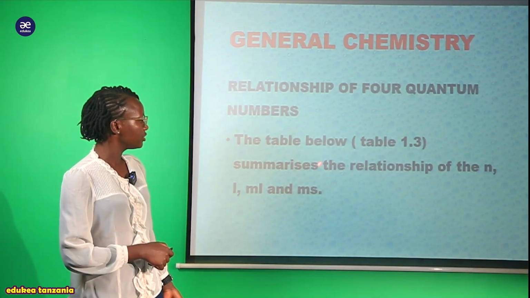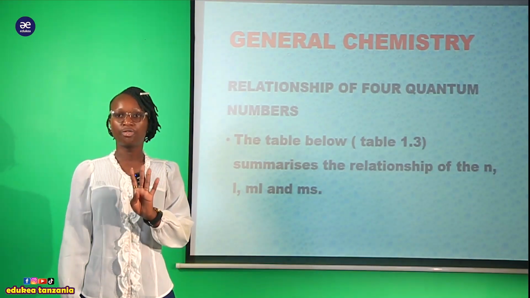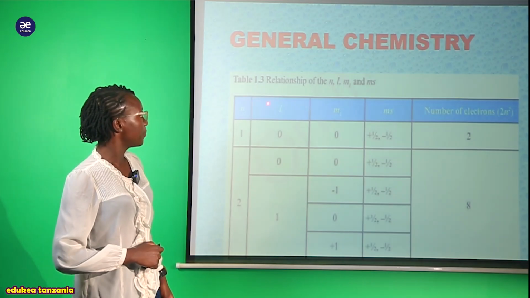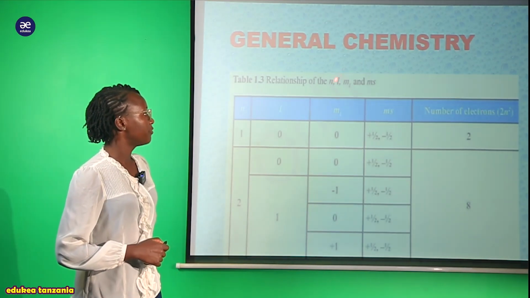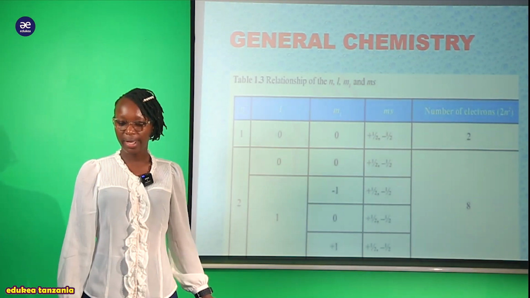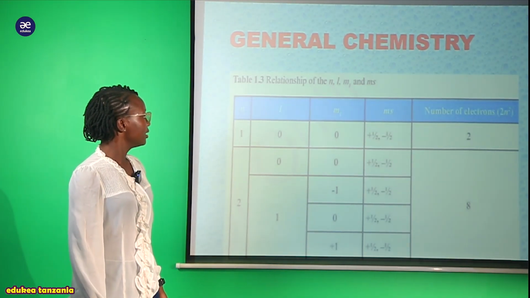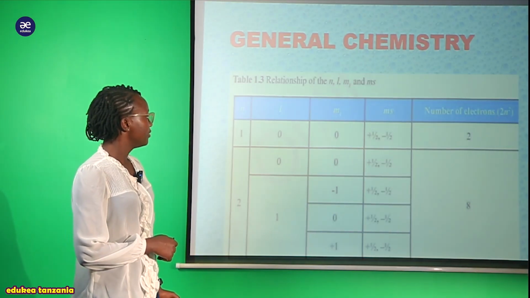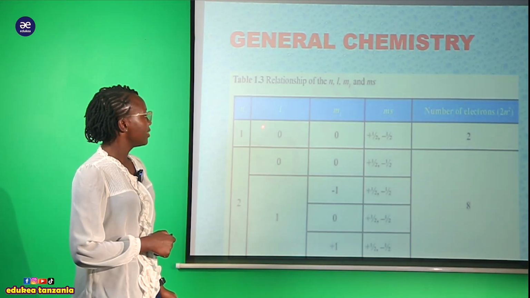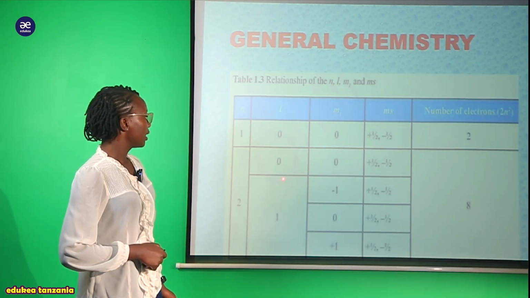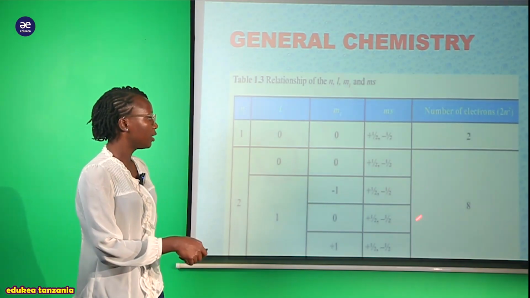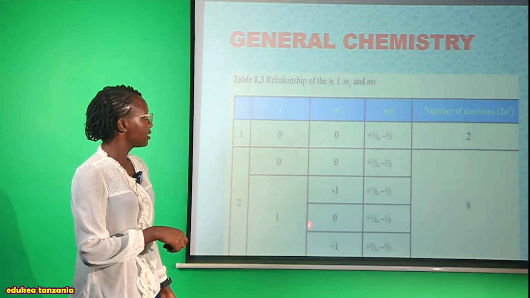So tunaenda kuangalia relationship iliyoko kati ya hizi four quantum numbers. So this is our table now. This is the table 1.3, which shows the relationship of the N, L, ML, and the MS. Okay, so now you can see that in this table, it has columns 1, 2, 3, 4, 5. Lakini there is a first row, lakini pia kuna this kind of rows here in the middle. Here hapa katikati kuna hizi row unazoziona. Lakini main columns zipo 1, 2, 3, 4, 5.